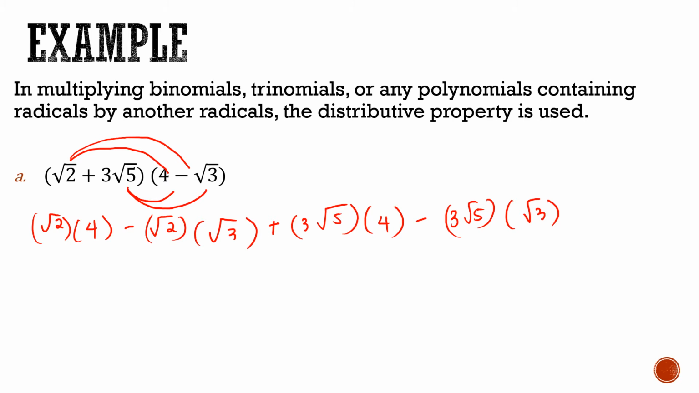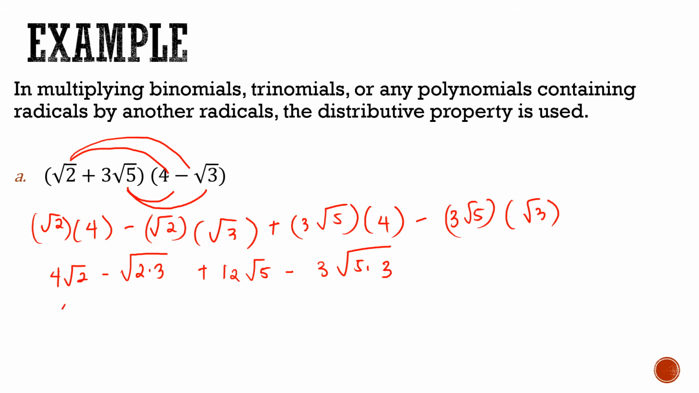Now let's multiply one by one. So square root of 2 times 4, so that is simply 4 square root of 2, minus we got square root of 2 times 3, plus we got 3 square root of 5 times 4, so we will just simply multiply the whole number to the whole number of the given radicals. Okay, so we got 3 times 4, we got 12 square root of 5, and then we got minus 3 square root of 5 times 3. Then simplify the numbers inside the radical sign.